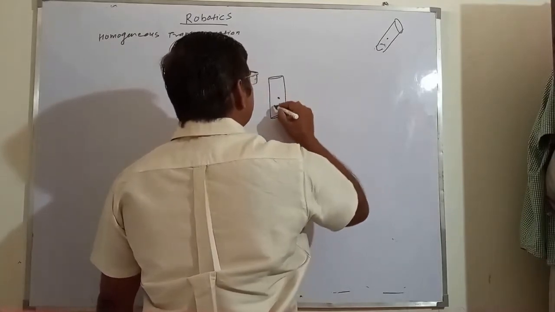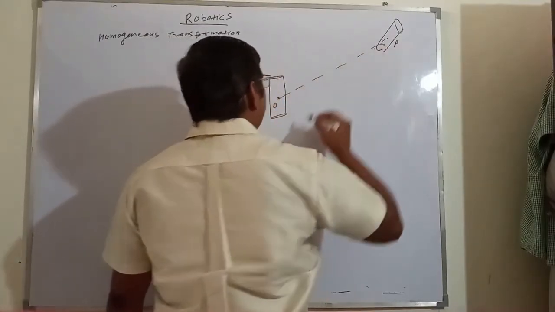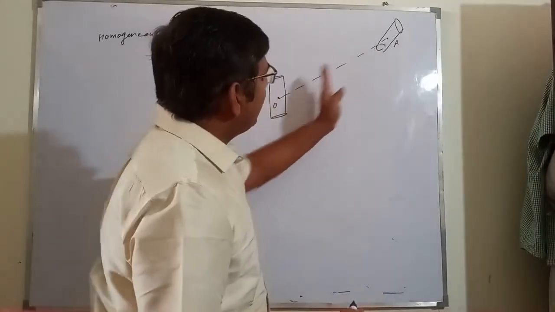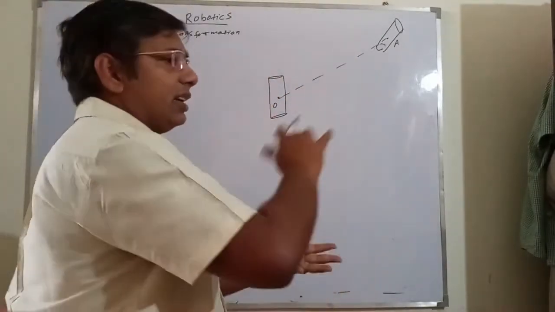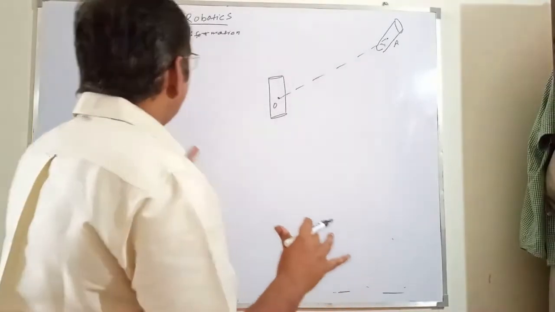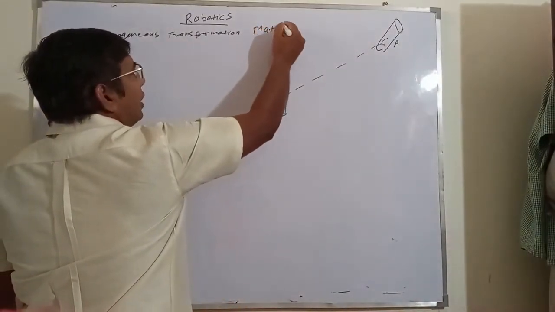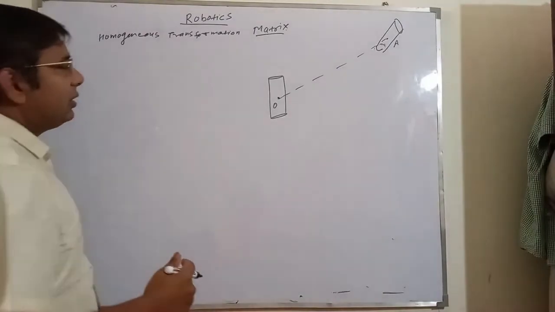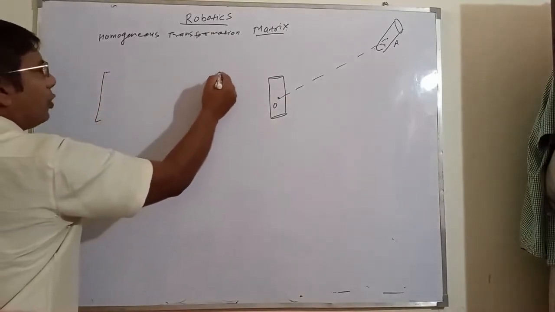So this is 0 and this is A, suppose. From here to here there are two things: we are translating it from here to here, and we are rotating it, so the orientation is also changing. To accommodate all these things we use the homogeneous transformation matrix, because we are more concerned about the matrix here, and it will be used in the DH parameter, the DH convention. It is a 4x4 matrix.